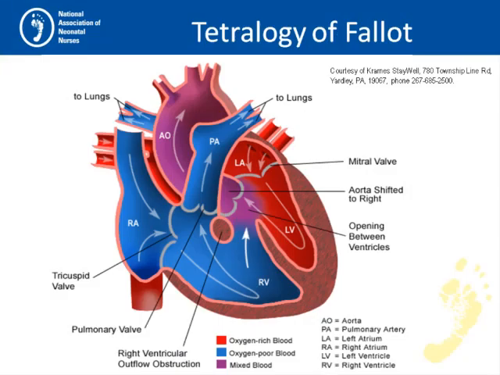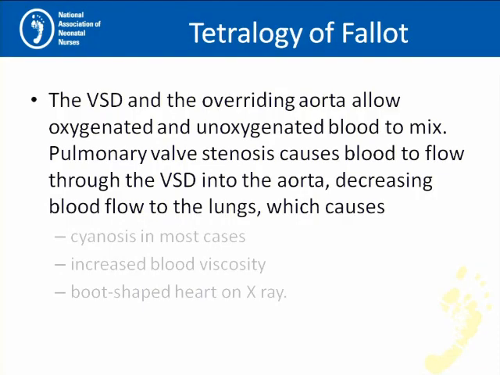Tetralogy of Fallot is characterized by a series of 4 defects: pulmonary stenosis, ventricular septal defect, aorta overriding ventricular septal defect, and right ventricular hypertrophy. The pathophysiology of tetralogy of Fallot.